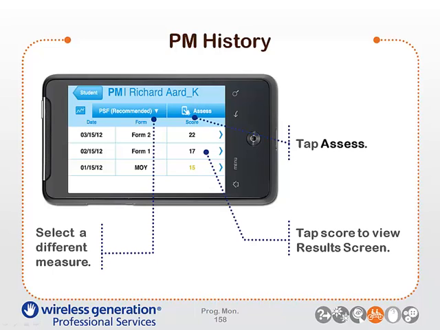Benchmark results are color-coded according to score levels. Tap the graph icon to return to the progress monitoring graph. Tap Student to return to the Student Assessment Selection screen.